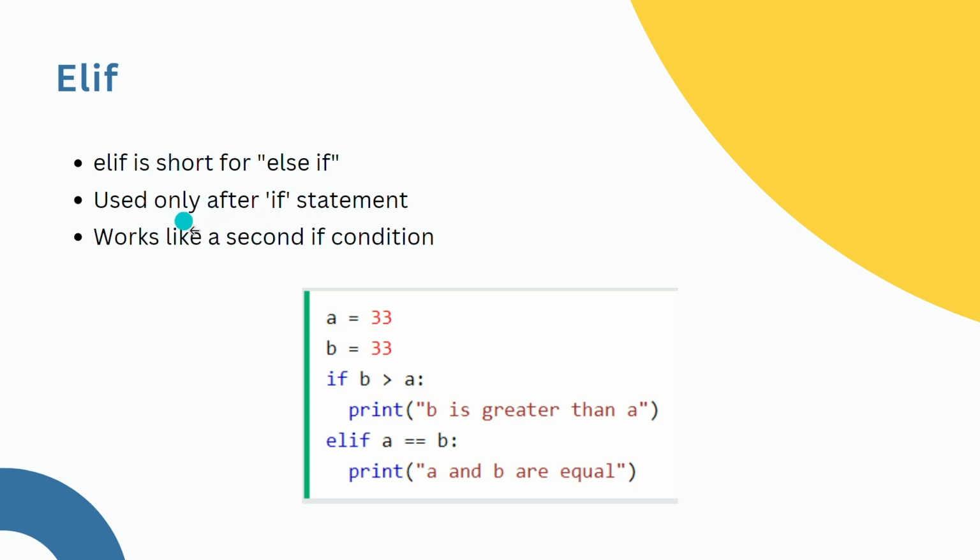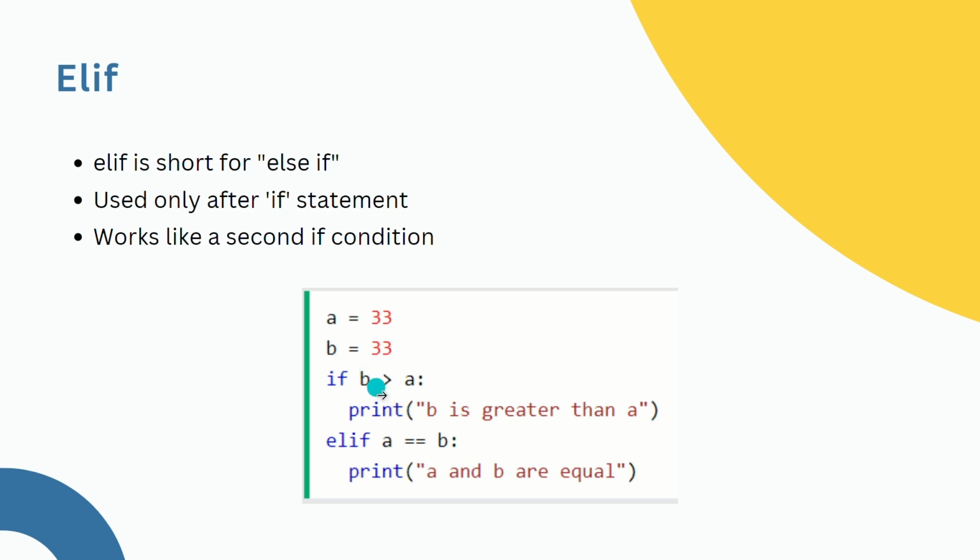So it is used only after an if statement. If you are not giving an if statement, then you cannot use an elif. Or if you give an if statement somewhere different in the program, and then after a few lines of code which are not outlined by the if you write elif again, you'll get an error. So it should be after the if statement as a continual condition to the if.